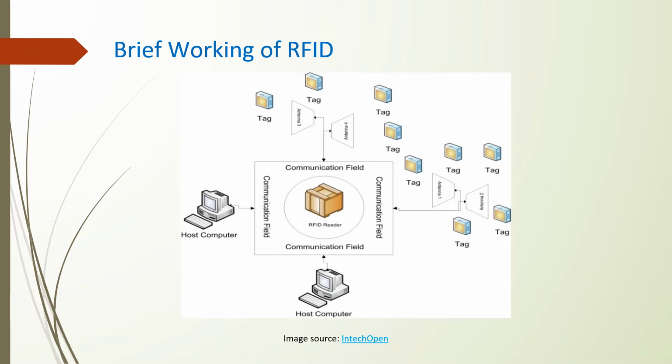The system offers diverse frequency bands ranging from low frequencies to microwave frequencies. The low frequency is set from 125 to 134 kHz. High frequency is 13.56 MHz. Ultra high frequency is 902 to 928 MHz, and microwave frequency is 2.4 GHz.